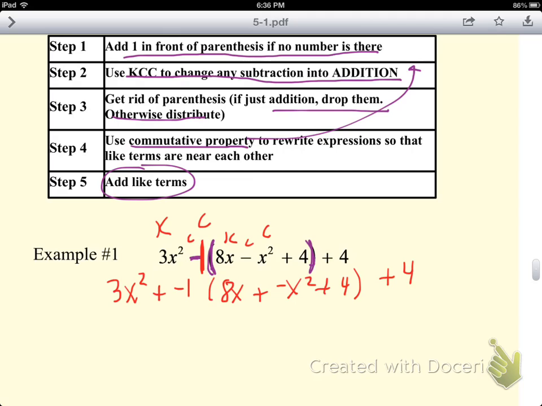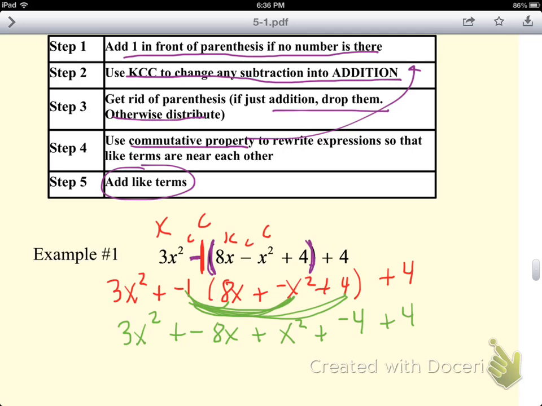And then I'm going to distribute the 1 through, so that there's 3 things I have to multiply by. 3x squared plus negative 8x plus, now negative 1 times negative x squared is just x squared, right? And negative 1 times 4 is negative 4. We have the plus 4. Okay, and you can already see right here that those are a 0 pair, so you can cancel those out.